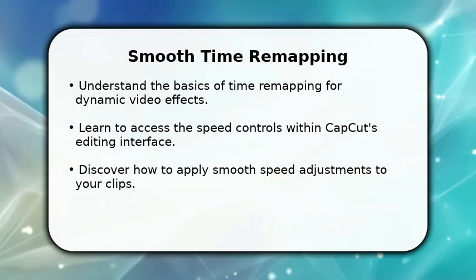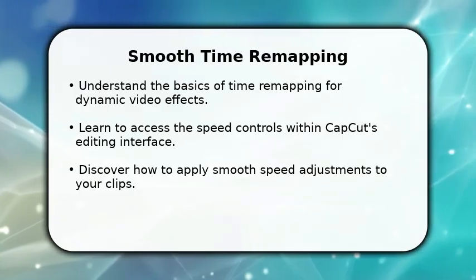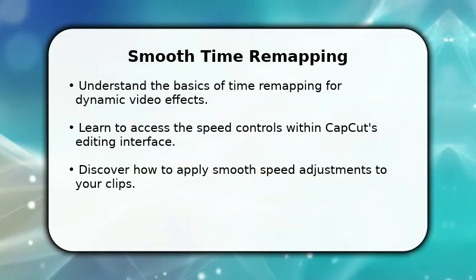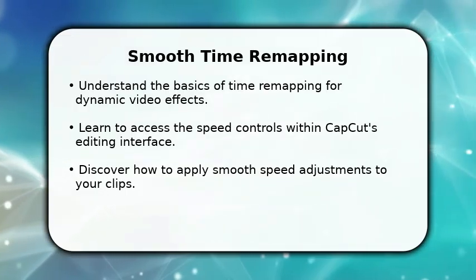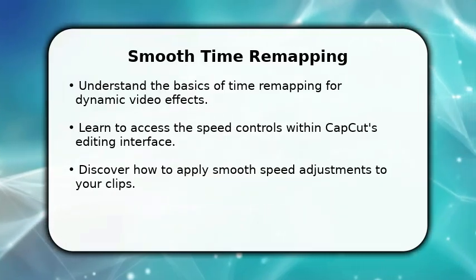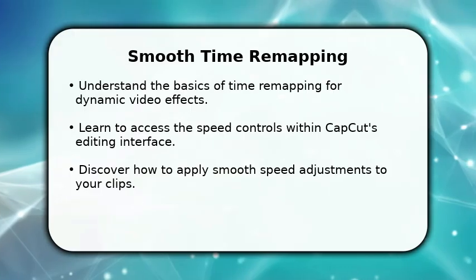In this video, I will explain how to make time remap smooth in Capcut. First, open your project and select the video clip you wish to modify. Navigate to the speed option in the editing toolbar. Here, you will find various controls to adjust your clip's playback speed.